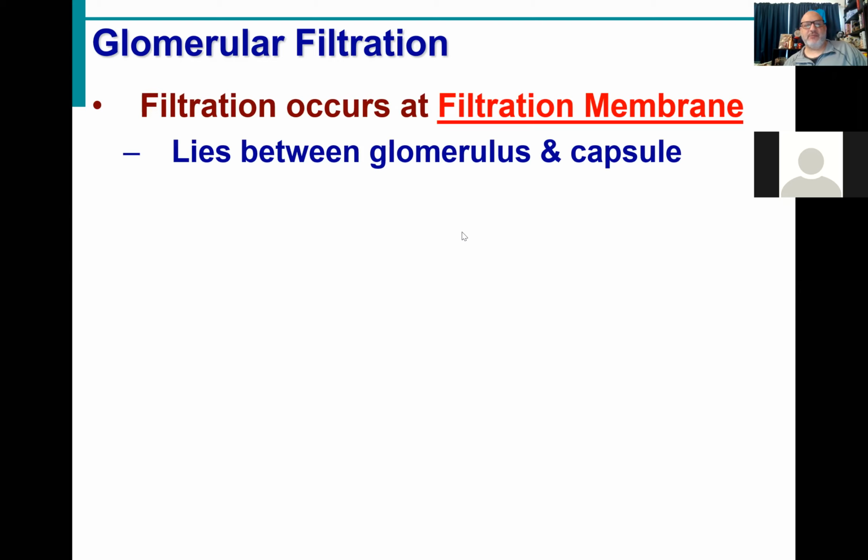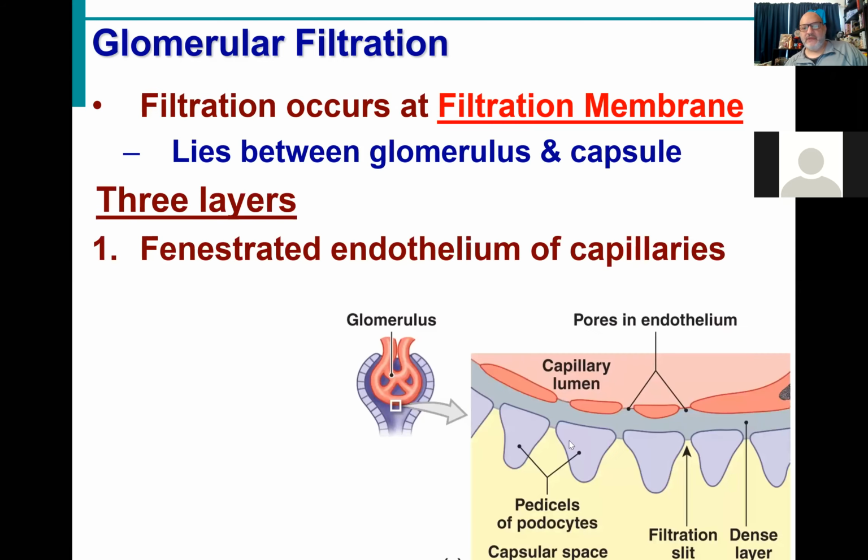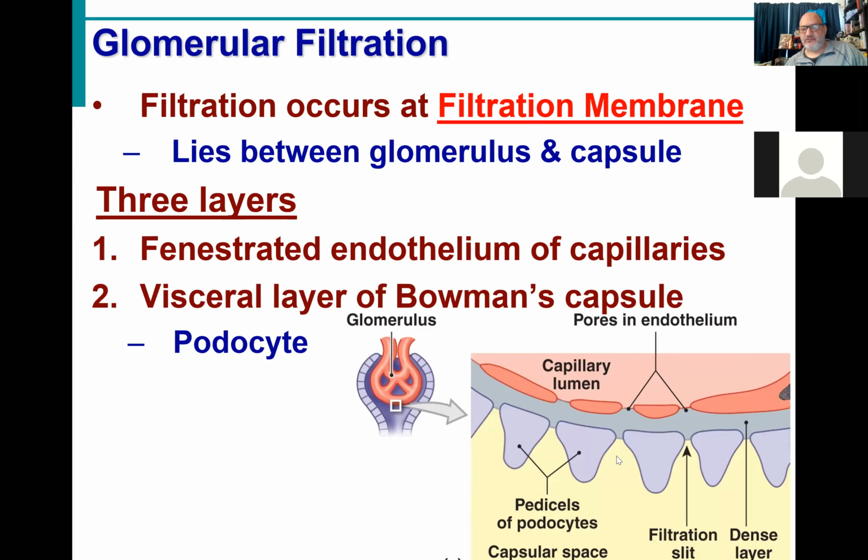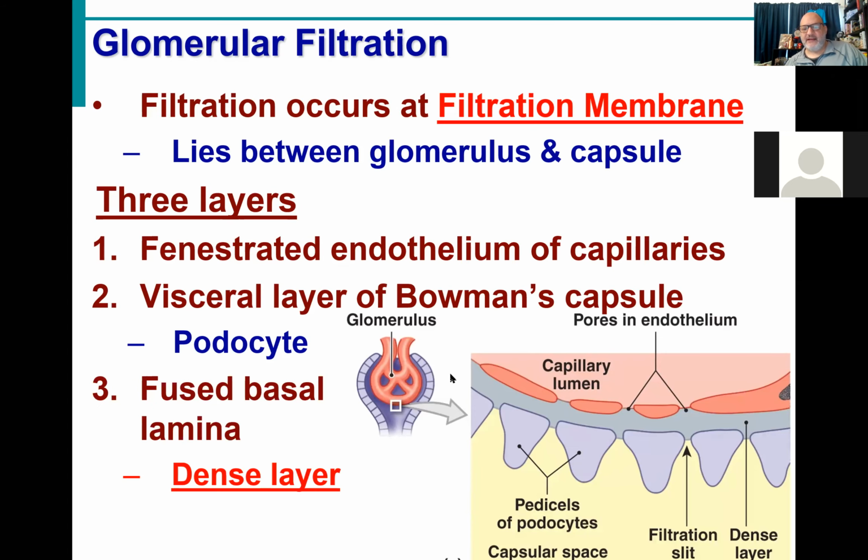Here's the pretty picture that I mentioned. Again, we've talked about the filtration membrane already. Here is our fenestrated capillary, just a simple squamous epithelial tissue with holes in it. Then the visceral layer of Bowman's capsule, which are those podocytes with the foot-like processes, and that fused basement membrane or basal lamina that holds the two together. This is known as the dense layer, but again, it's just the basement membranes that hold them together.